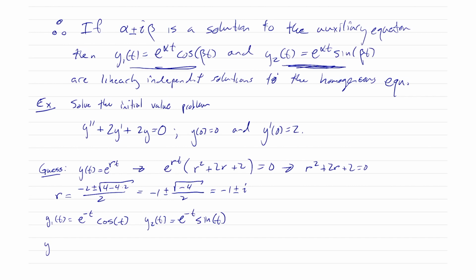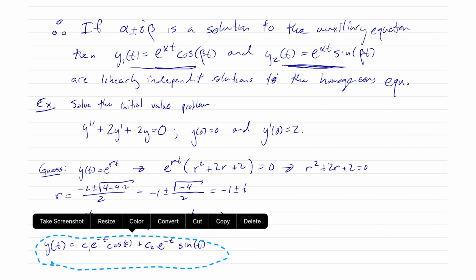Okay, so then the general solution, y of t, is going to be equal to c1 times e to the negative t cosine of t, plus c2 times e to the negative t sine of t. Now we just need to figure out what c1 and c2 are. So let's go ahead and copy them, and we'll go on to the next page.